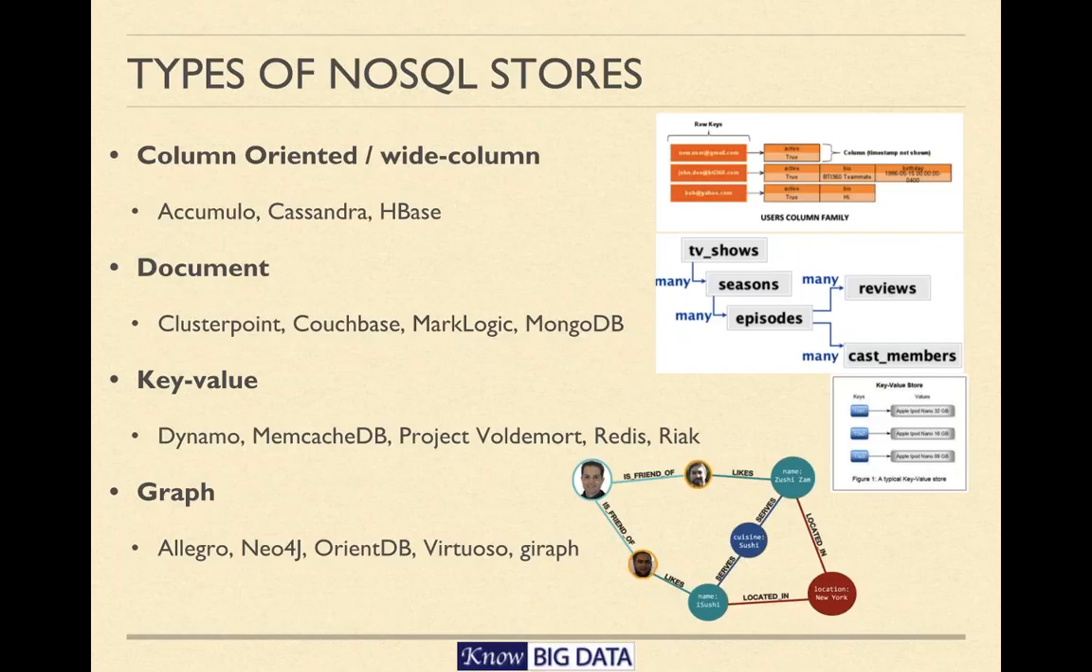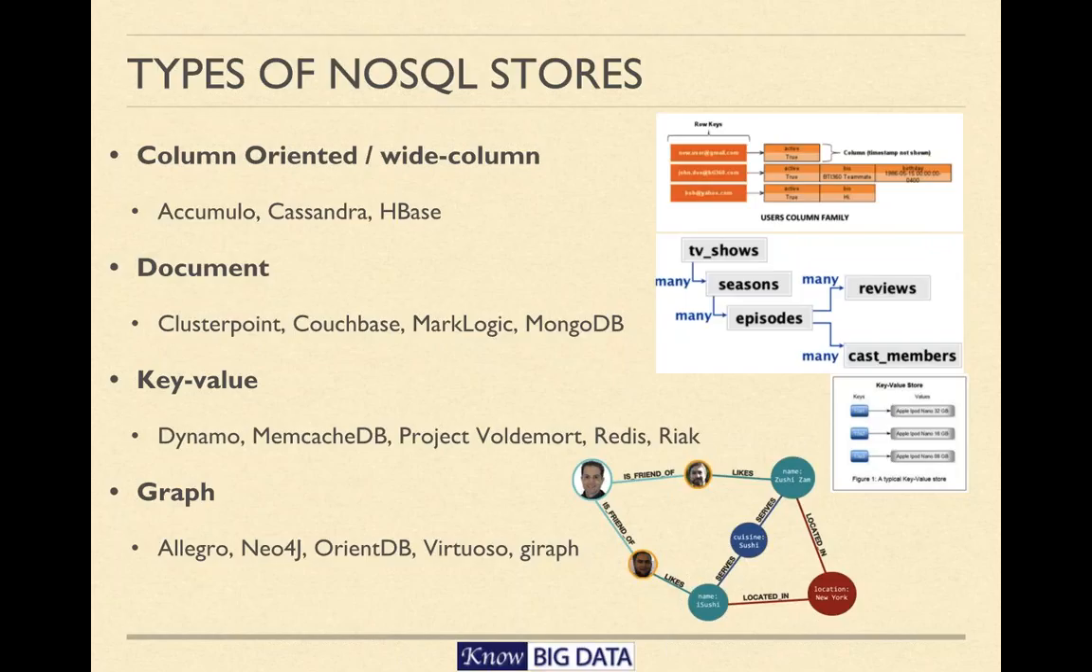Third one is key value pairs, the key value kind of database. These are the most primitive and the initial kind of database. These are something which started the whole war of NoSQLs. The first one amongst all of these was Dynamo from Amazon.